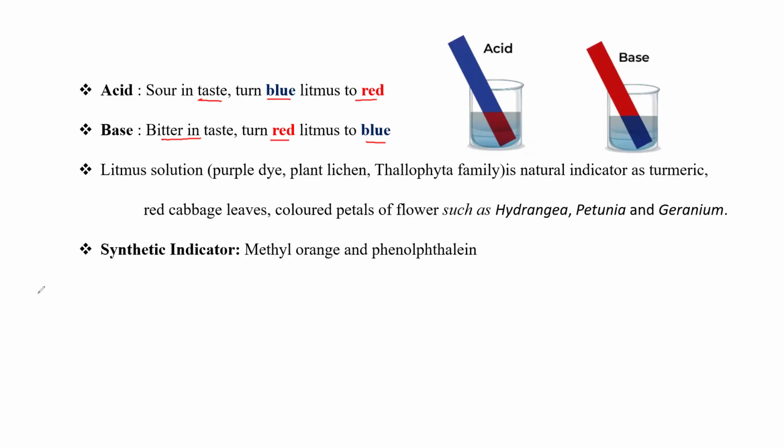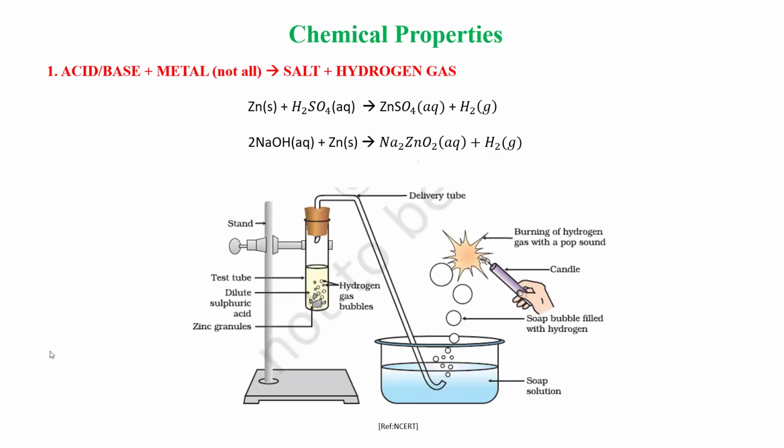Next, we have the chemical properties of acids and bases, how they react with different substances, different reactants. First, when an acid or base reacts with a metal, not with all metals, some metals are exceptions, the products are a salt and hydrogen gas. In the experiment setup, we have zinc with dilute sulfuric acid. After the reaction, hydrogen gas is evolved.